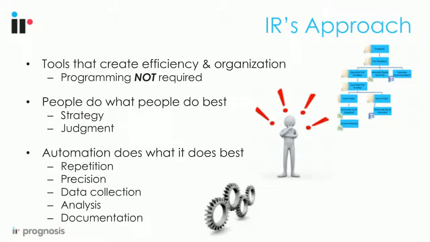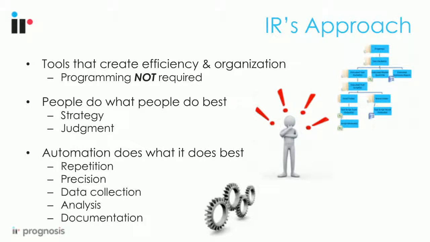So IR's approach is to do with each of these three elements the things that they do best. So the toolkit we've got really does create an efficient and organized environment. You have to have a good tool set to get started. And then bringing people into the game. People, of course, do what people do best. They decide what's important, and they also define success and failure. People apply judgment, and that's really important, and they create strategy.